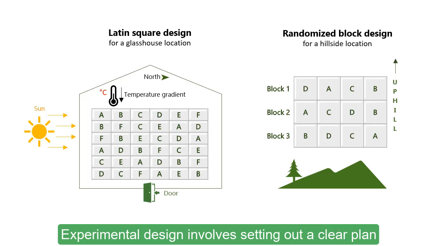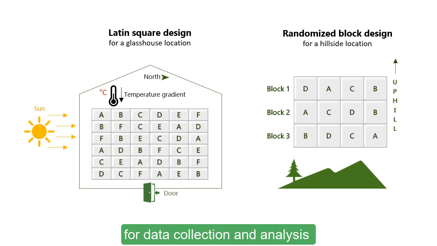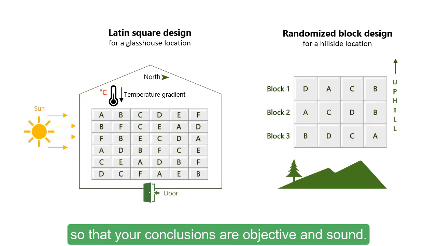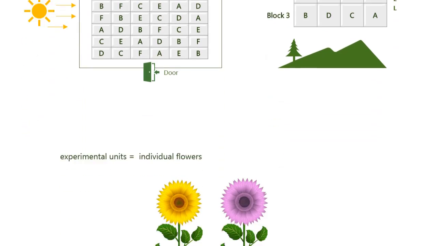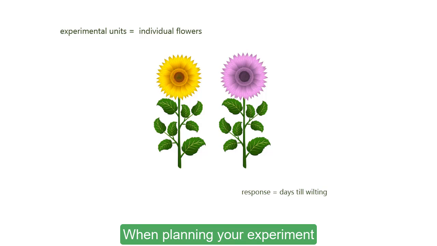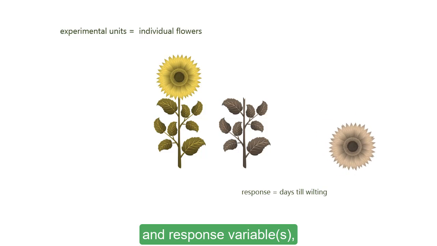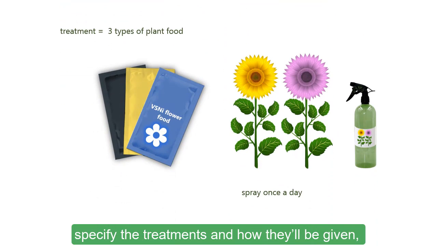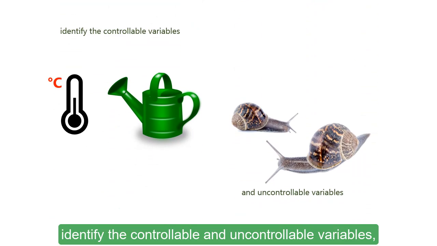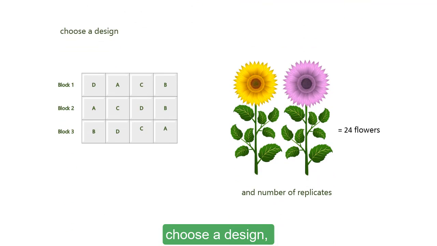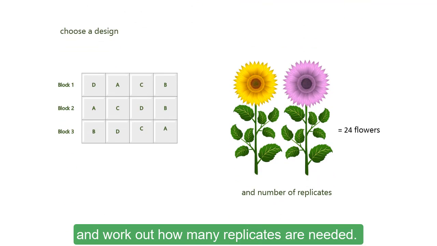Experimental design involves setting out a clear plan for data collection and analysis so that your conclusions are objective and sound. When planning your experiment, you need to define the experimental units and response variables, specify the treatments and how they'll be given, identify the controllable and uncontrollable variables, choose a design, and work out how many replicates are needed.